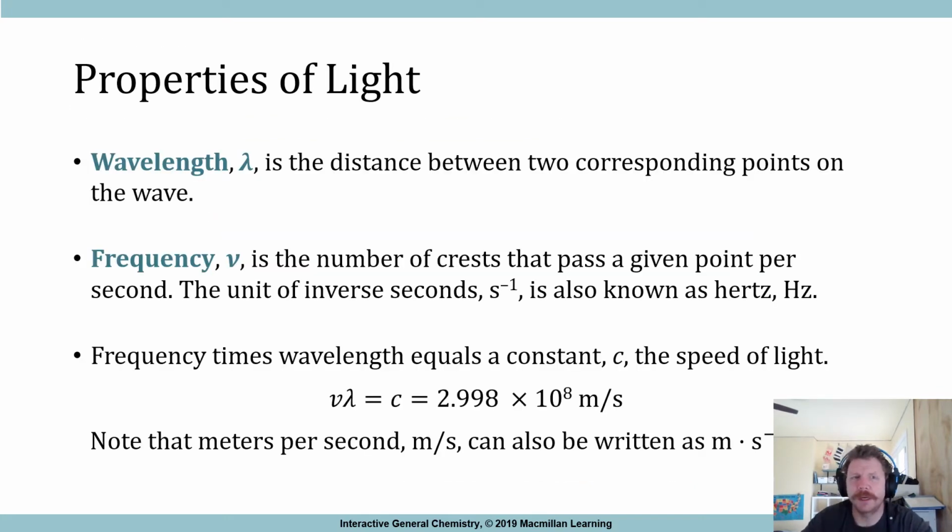Okay, so properties of light. To understand the properties of light, you need to understand these two terms: wavelength, represented by this symbol right here, which is lambda. That's the distance between two corresponding points on a wave. Frequency, represented by this, it's not mu, but it is nu. This looks like a V, and I will sometimes refer to it as V, but the appropriate terminology is nu.